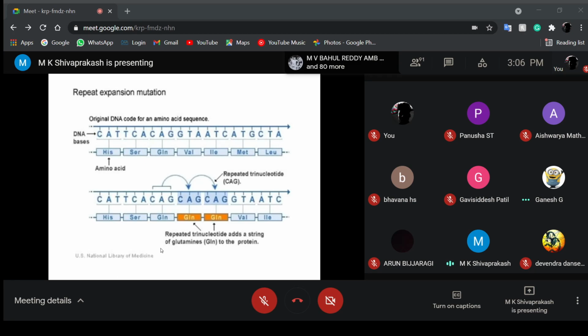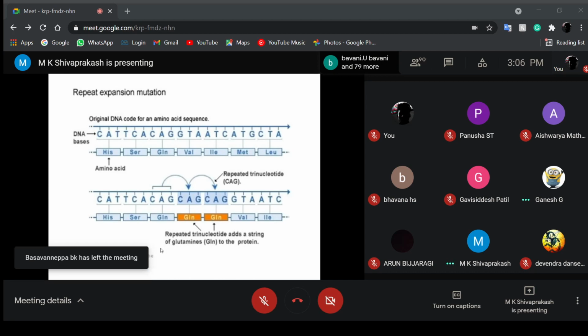Repeat expansion mutation is shown here, where initially a trinucleotide is added in the course of replication, and in this case it codes for an amino acid. So its number gets increased during repeated replications. The repeated trinucleotide adds a string of glutamines to the protein.